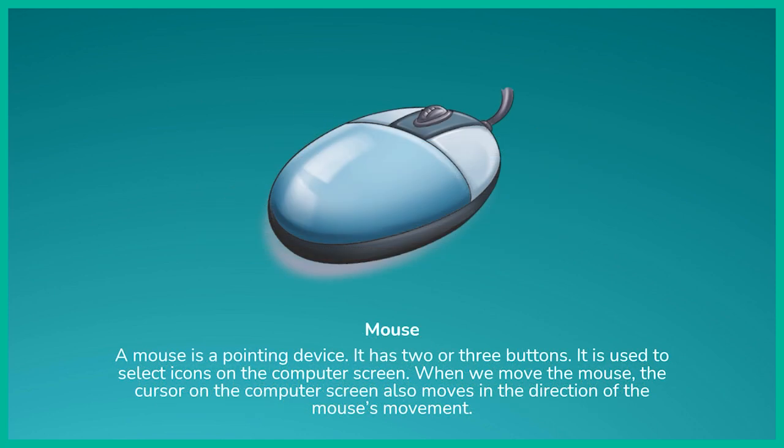Mouse. A mouse is a pointing device. It has 2 or 3 buttons. It is used to select icons on the computer screen. When we move the mouse, the cursor on the computer screen also moves in the direction of the mouse's movement.